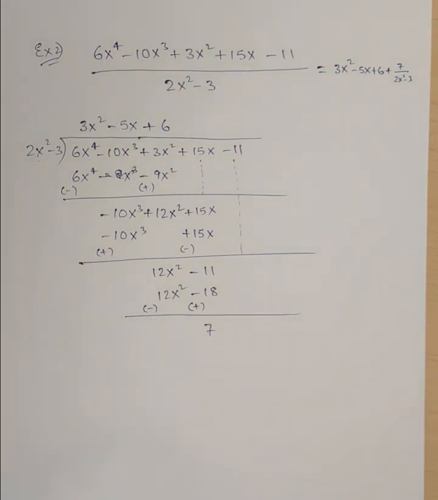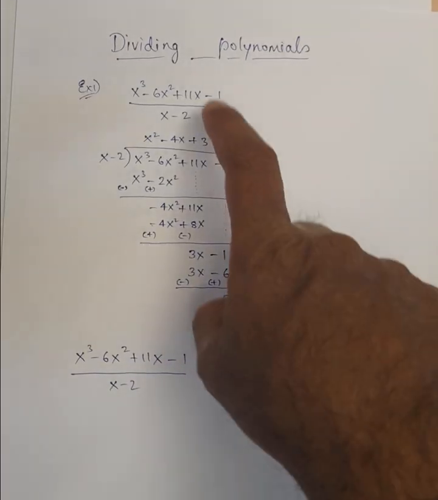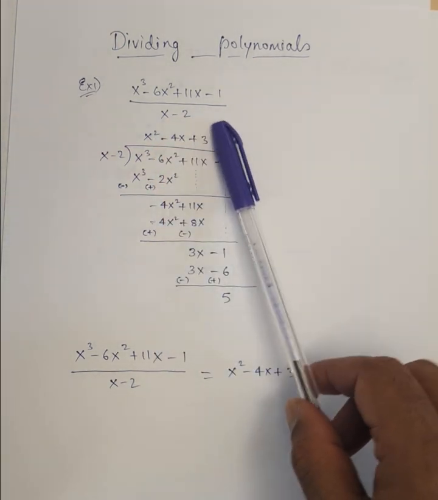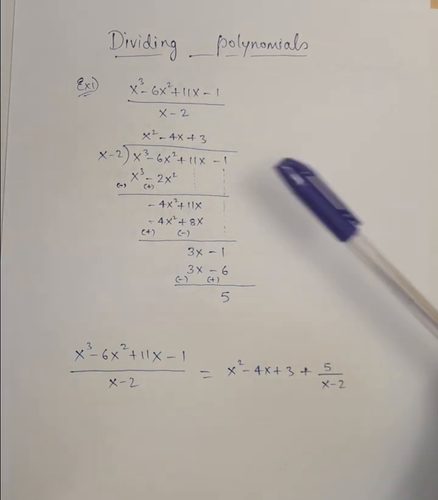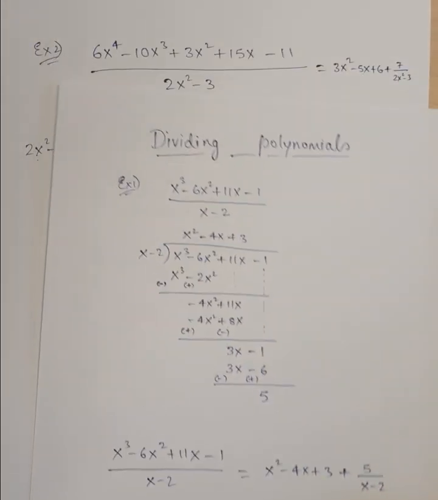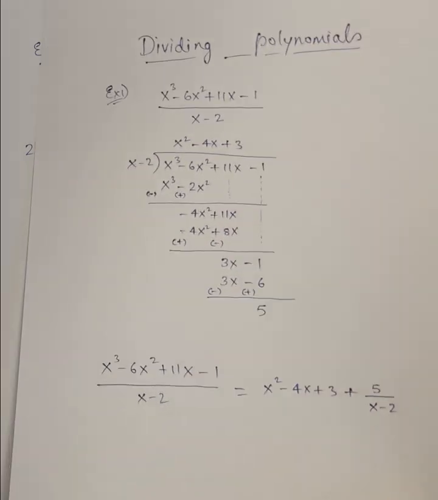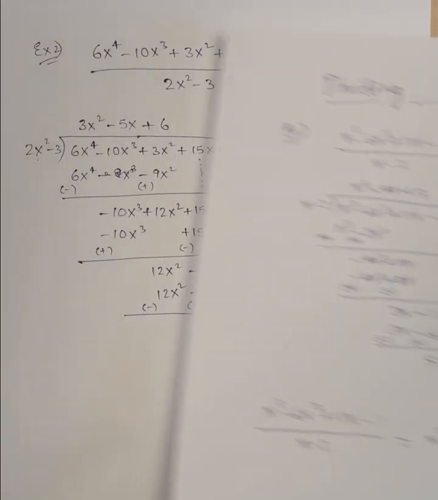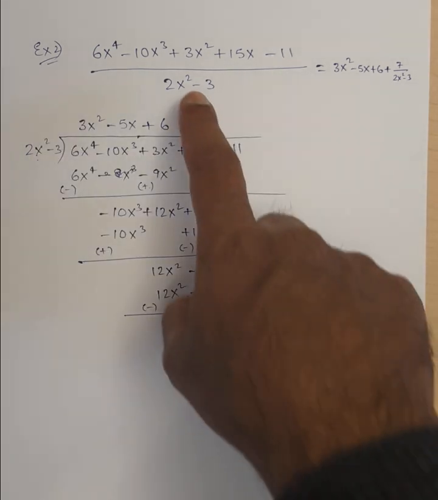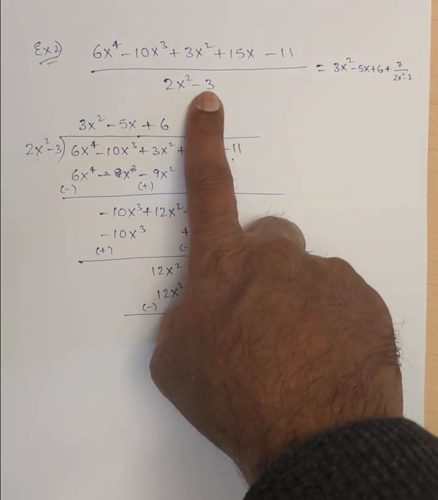And so we did two examples. In the first example, the divisor was a linear polynomial. Whenever we are dividing by a linear polynomial, we can use another method called synthetic division, which I will cover in the next video. Now, synthetic division won't apply to this example, because you're dividing by a quadratic polynomial. The degree is 2 here.